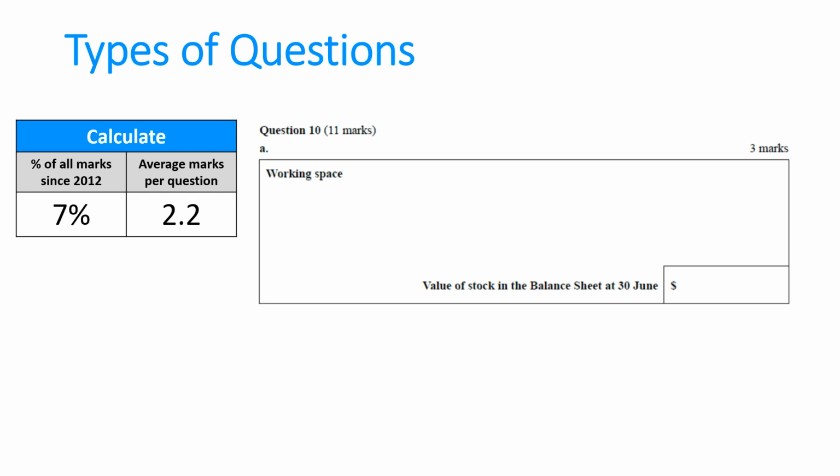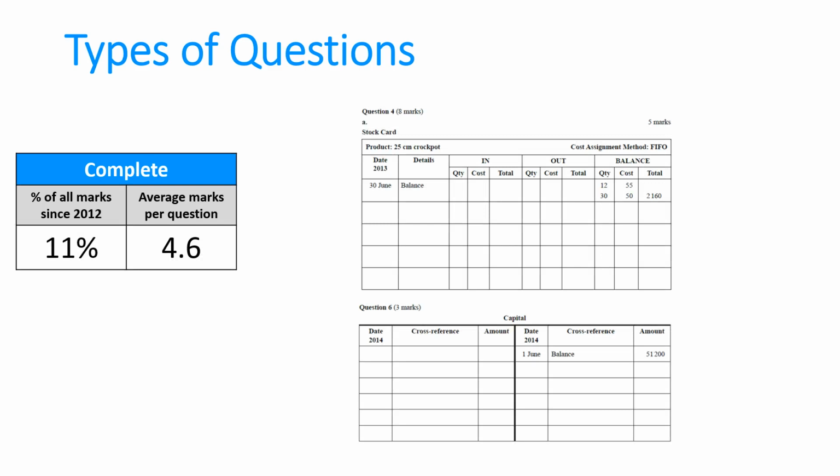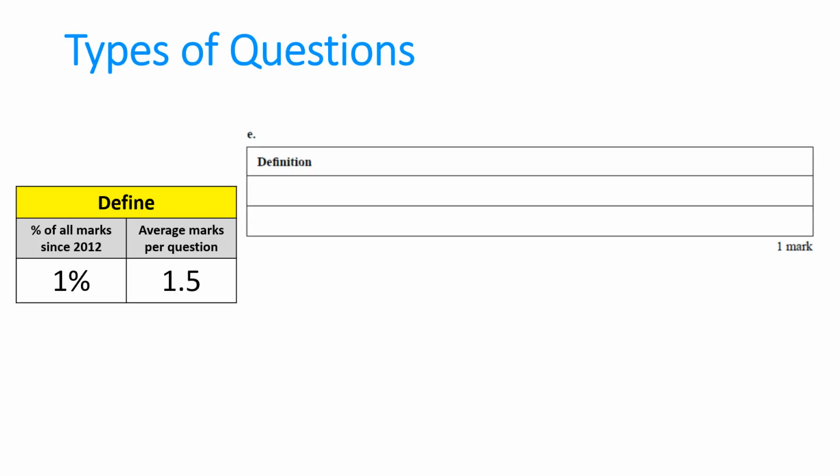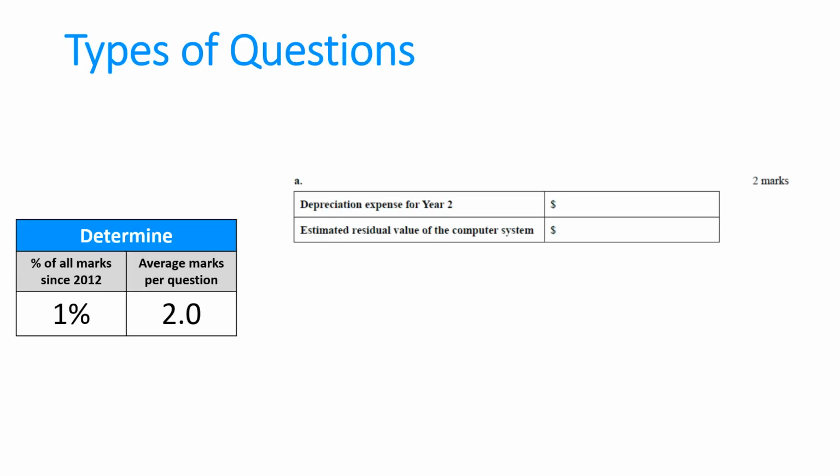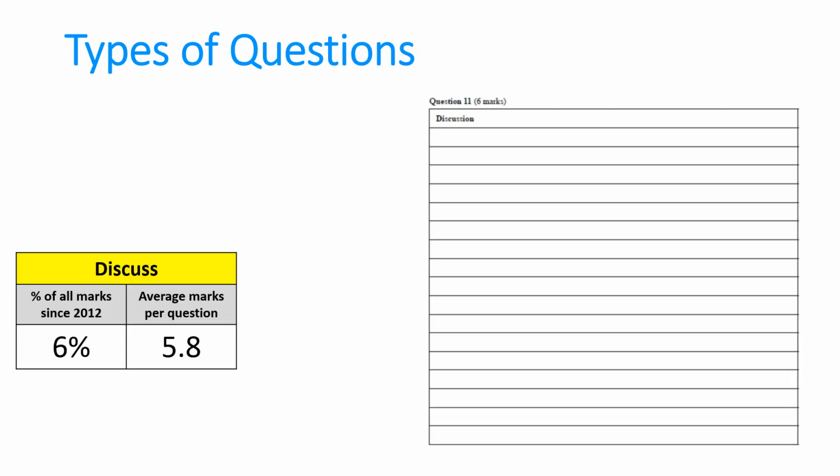Calculate's pretty common, 7%, and they're usually little boxes, so you can see the average mark's usually only about 2 marks. Complete, so complete a stock card or a ledger, that's about 11% of the exam, and 4 to 5 marks, so a bigger question. Define has barely been on there recently. We sort of moved on from that. We're after more difficult sort of forms of assessment now. Determine, again, a bit basic, not as common as it used to be, and very few marks for that.